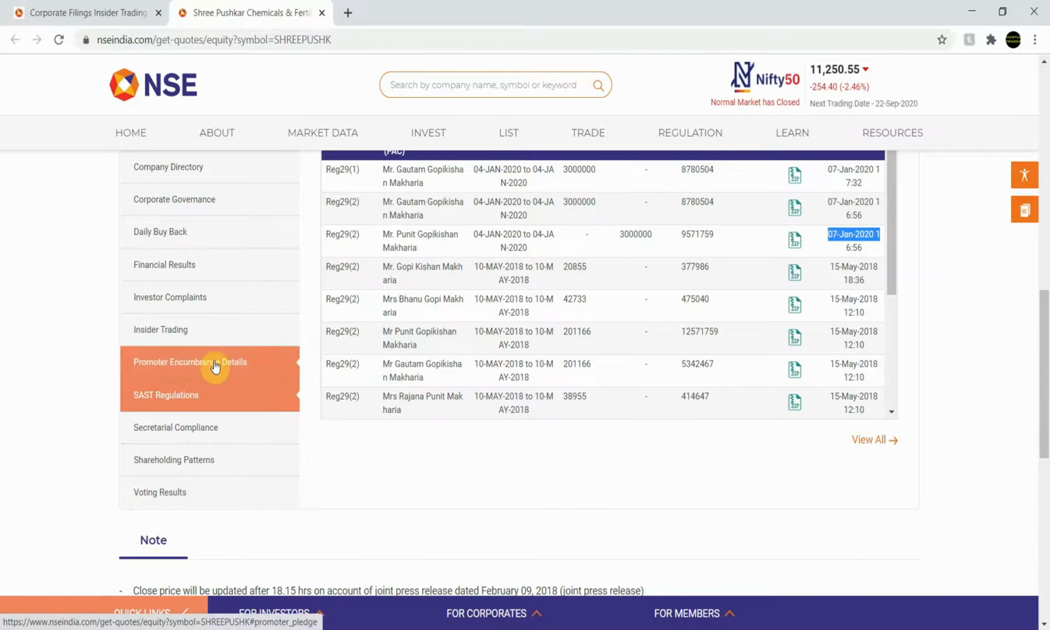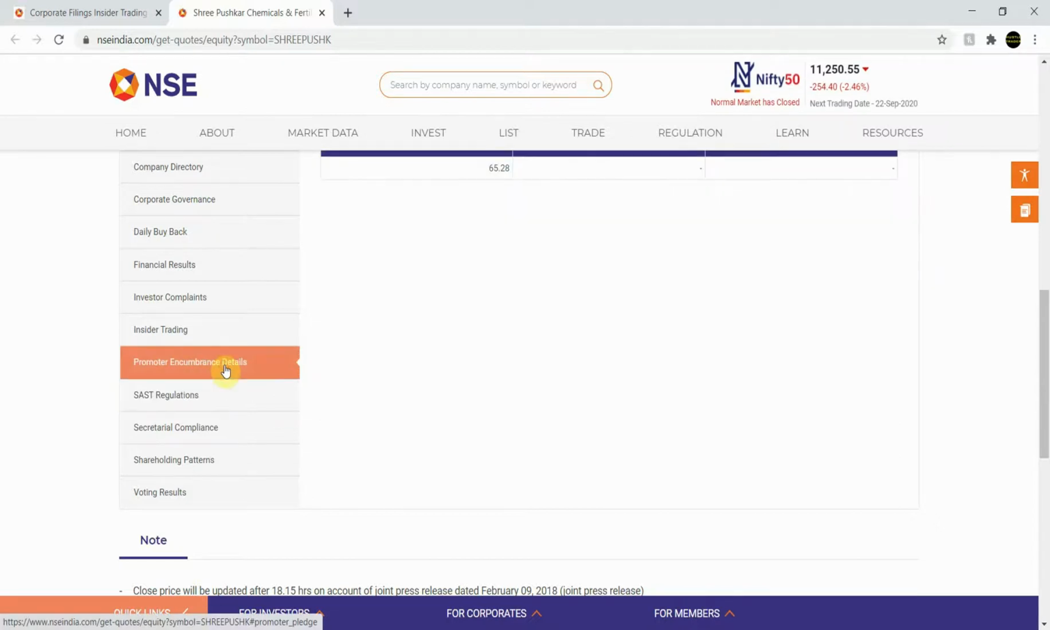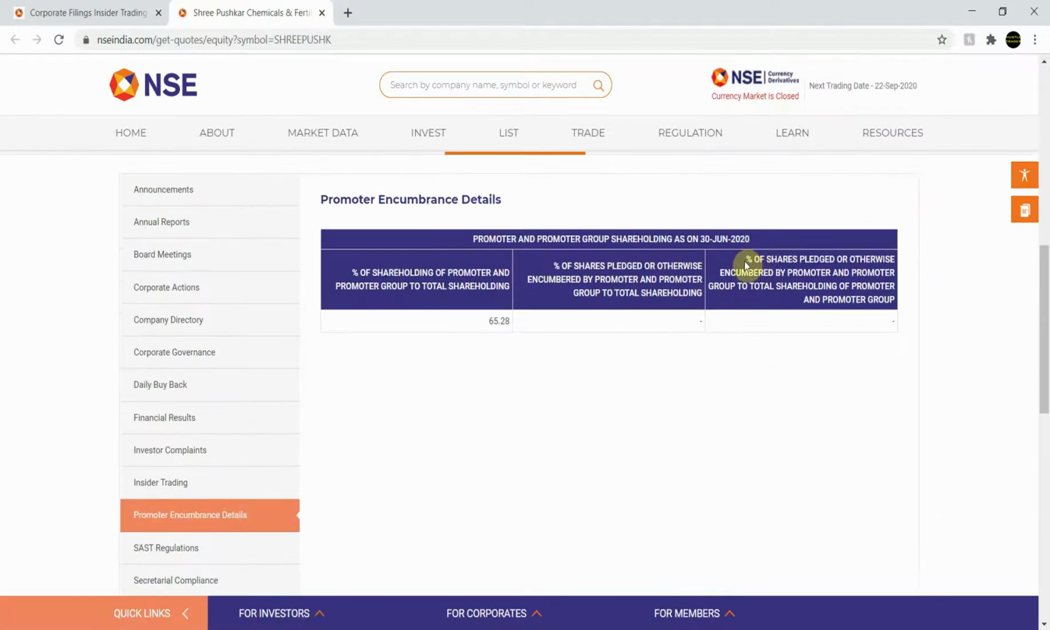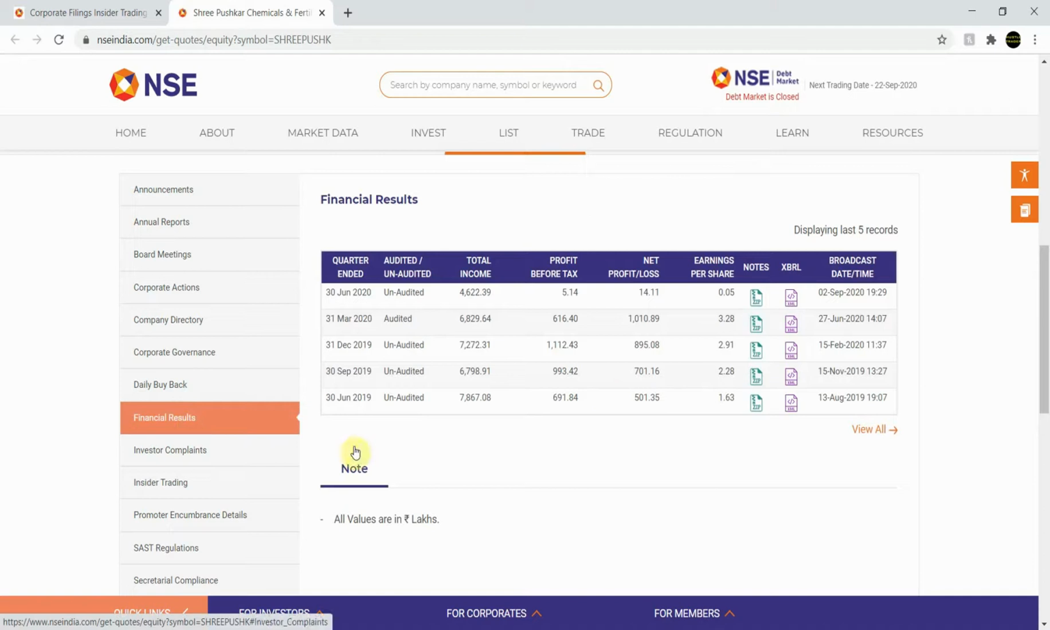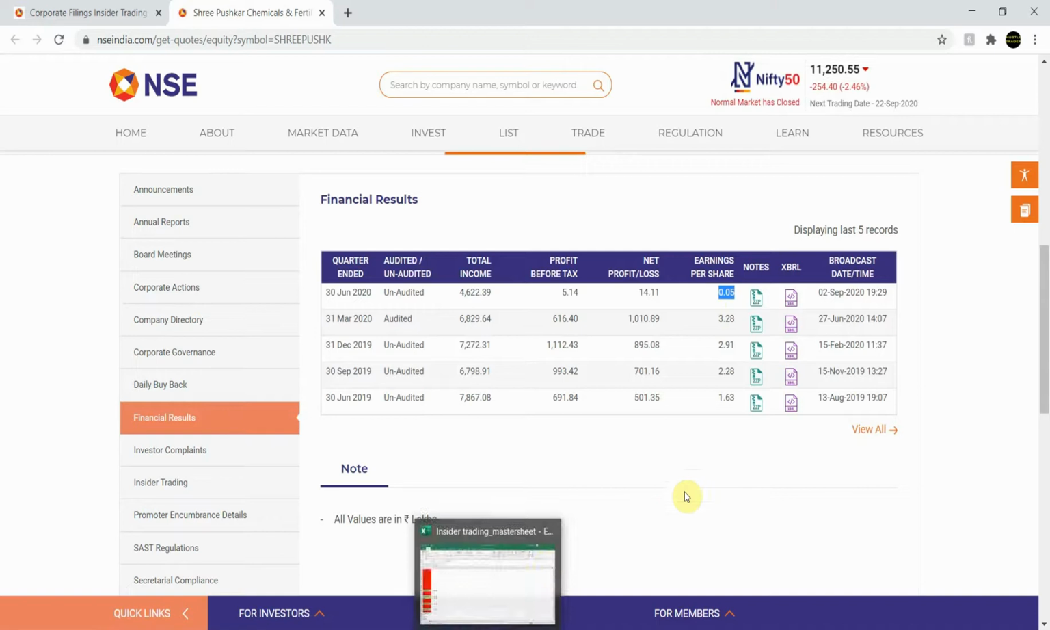So the next tab I will go to is promoter encumbrance details. As you can see, there is 0% pledging done in this share. So it passes this criteria too. Next one, the last one, is the optional criteria or parameter you can say, to check the financial results. As you can see, earnings per share is a positive number. It's 0.05. So it passes all the four criterias.